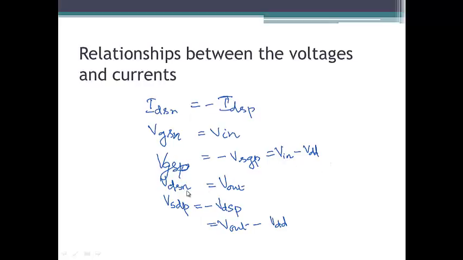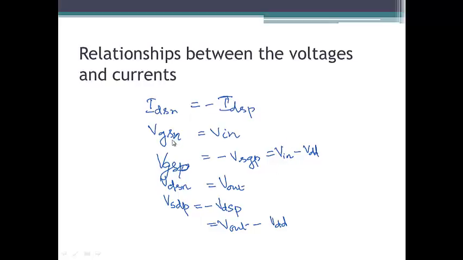Then VDSN, between the source and drain of your N transistor, you have the output voltage VO. Similarly, for the P transistor, it is the reverse. You have a minus sign. VSD is nothing but VDD minus VO. So VDS will be VO minus VDD. So these are the relationships between the current and voltages in the circuit diagram.